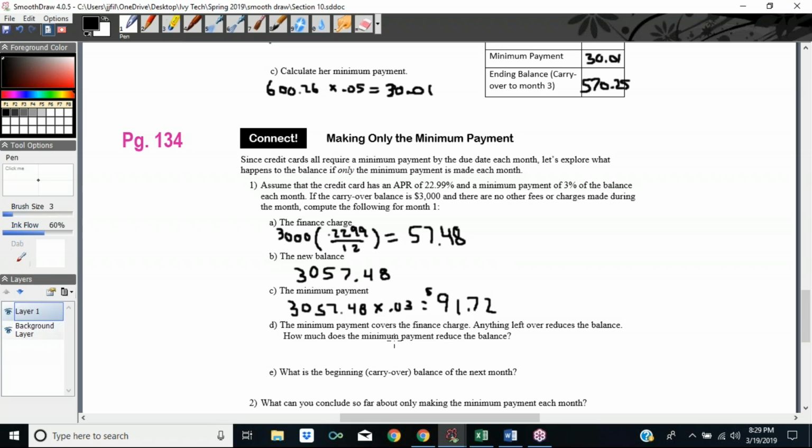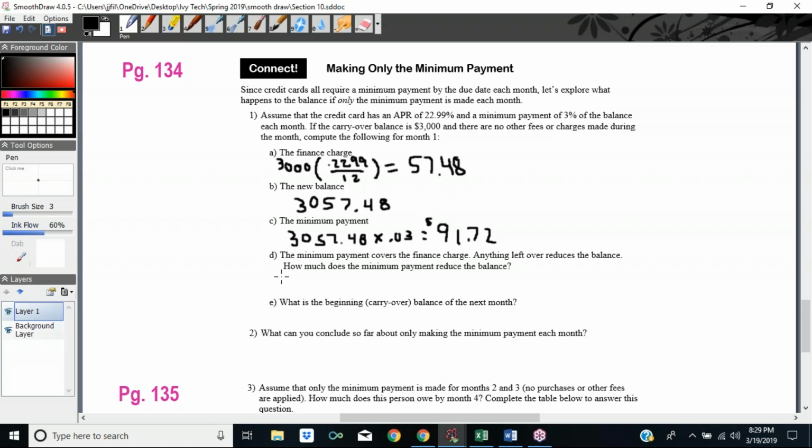So it says the minimum payment covers the finance charge. Anything left over reduces the balance. How much does the minimum payment reduce the balance? Well, let's see. I know this is kind of a crazy question to have in here, but we'll attempt it anyway. So the minimum payment is $91.72. The finance charge was $57.48, and so the difference is what the balance was actually decreased by, and it is $34.24.